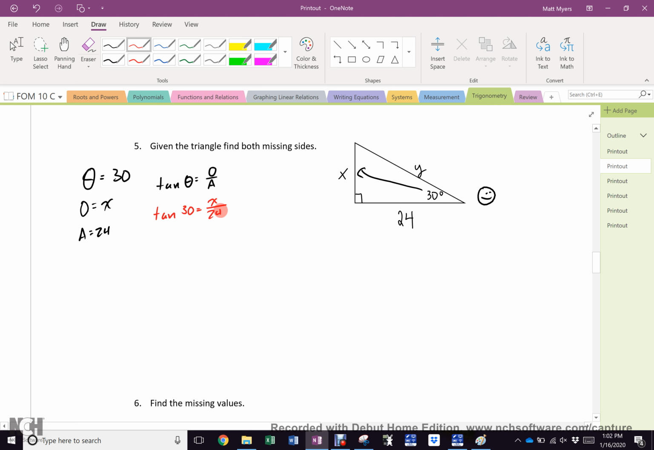X over 24. What do I do when the denominator is a number? How do I get rid of divide by 24? Multiply by 24. 24 tan 30 equals X. Now we can get a value with our calculator. What is it?